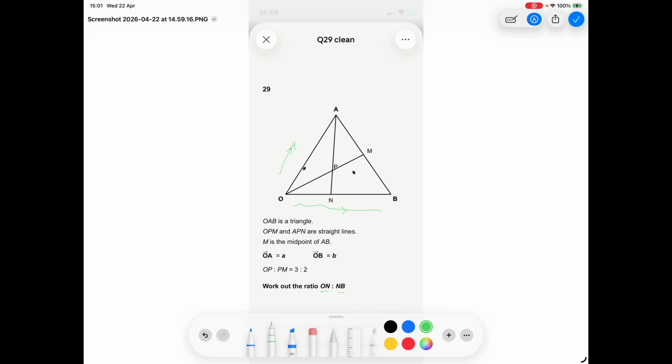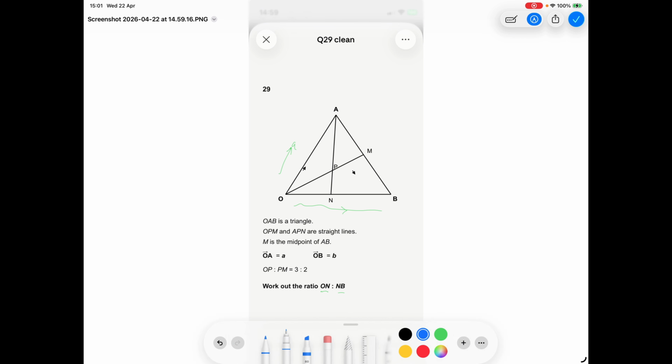So that's the thing we do know. I'm going to have to write really small to do this. So what else do we know? We know that M is the midpoint of AB, so we know that that's half and that's half. And we know that OP to PM is 3 to 2. So we know that OP is 3/5, and PM is going to be 2/5.